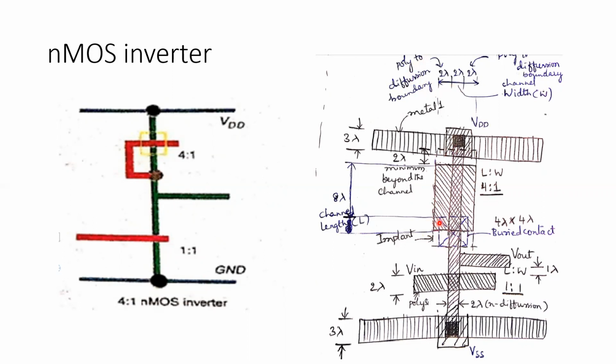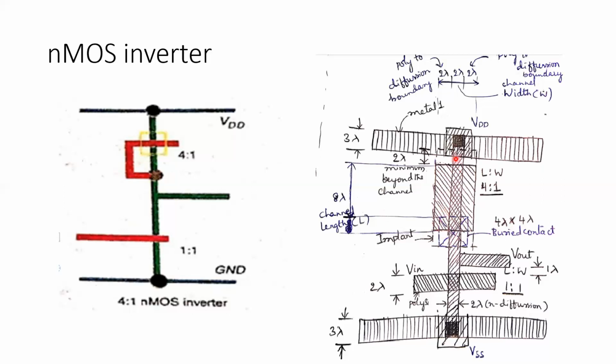We need to have a contact. As you can observe in the stick diagram, we have a contact that should be of buried contact. So we have placed a buried contact here which is of dimension 4 lambda cross 4 lambda. So this represents our depletion mode NMOS transistor with gate and drain shorted.